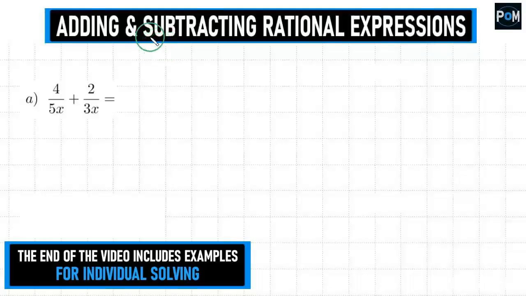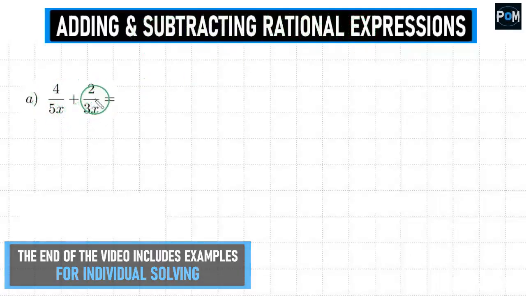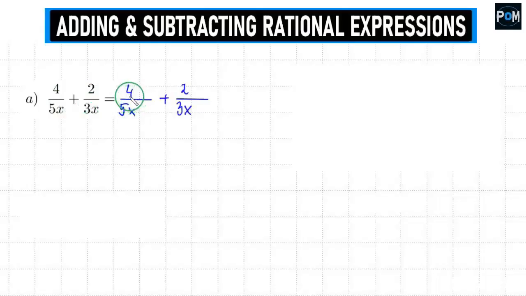In this episode, we will talk about adding and subtracting rational expressions. And here we have the first such rational expression. To add fractions, we need a common denominator.